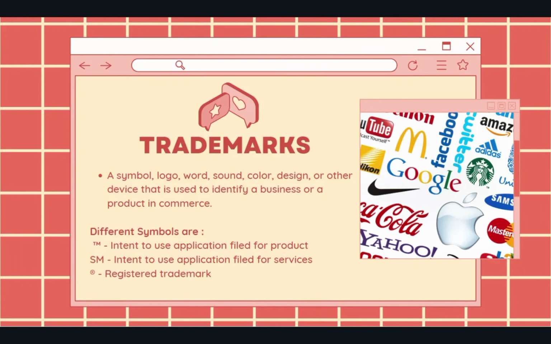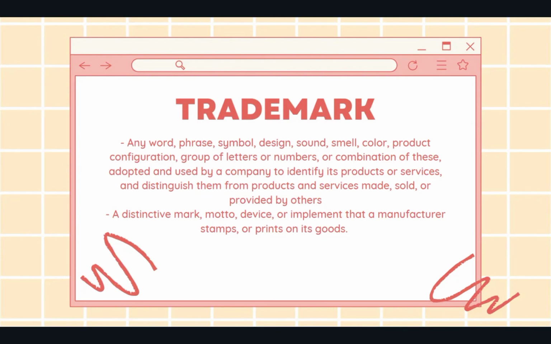What is a trademark? It is a symbol, logo, word, sound, colored sign, or other device that is used to identify a business or a product in commerce. These are the different symbols of trademarks. First, the TM symbol is intended for use on an application filed for a product. The SM symbol is intended for use on an application filed for services. And the R symbol is for a registered trademark. Again, a trademark is a distinctive mark, motto, device, or implement that a manufacturer stamps or prints on its goods.